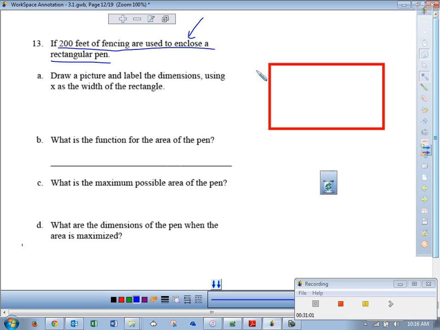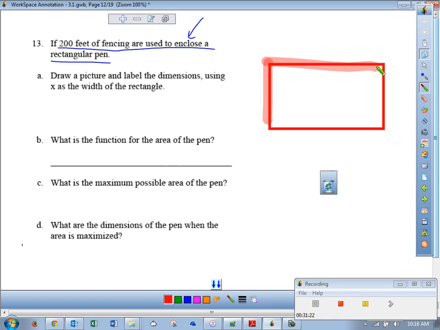What you should know about a rectangle is, if this side was 10, how long is this side right here? 10. Opposite sides are equal, correct? So would you agree that if all four sides have to add up to 200, this side and this side should add up to how much? 100, correct? Is that cool with you? Because all four have to add up to 200 and opposite sides are equal.